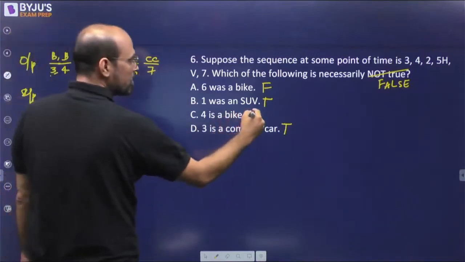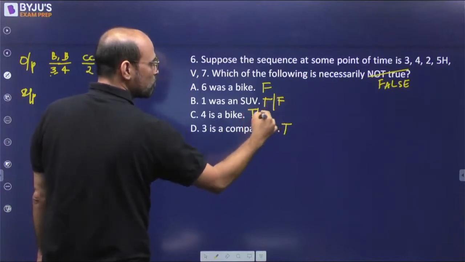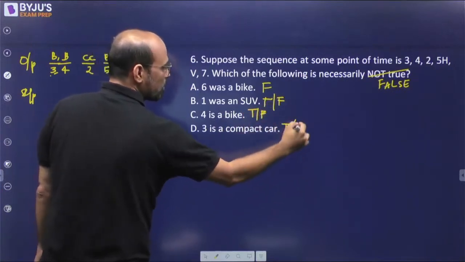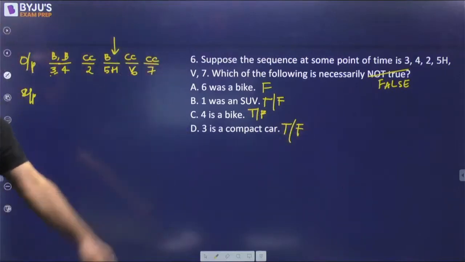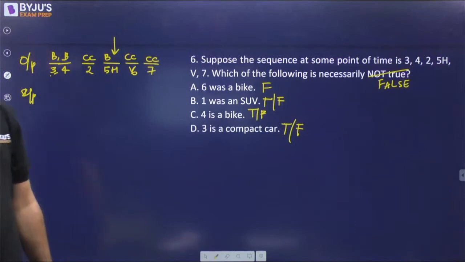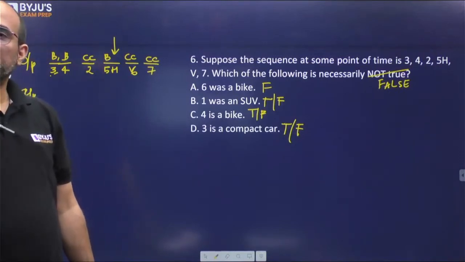So 4 is a bike is true or false. 1 was an SUV is true or false. And 3 is a compact car, true and false. ये सारे हो भी सकते नहीं भी हो सकते. Anyways, we have got it is true. There is a chance that 1 is CC at V and 6 will be bike at H.